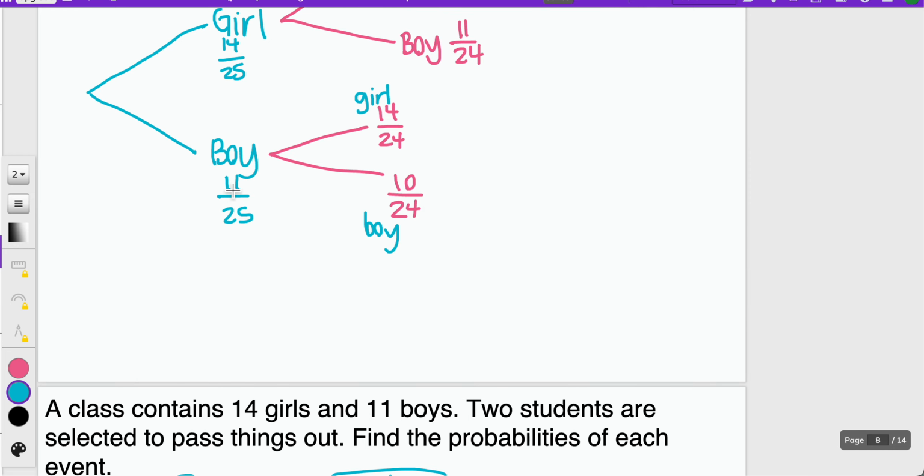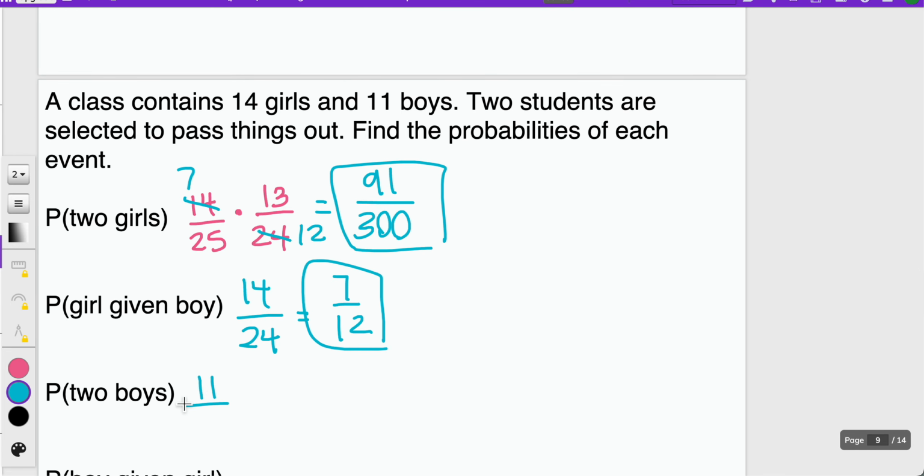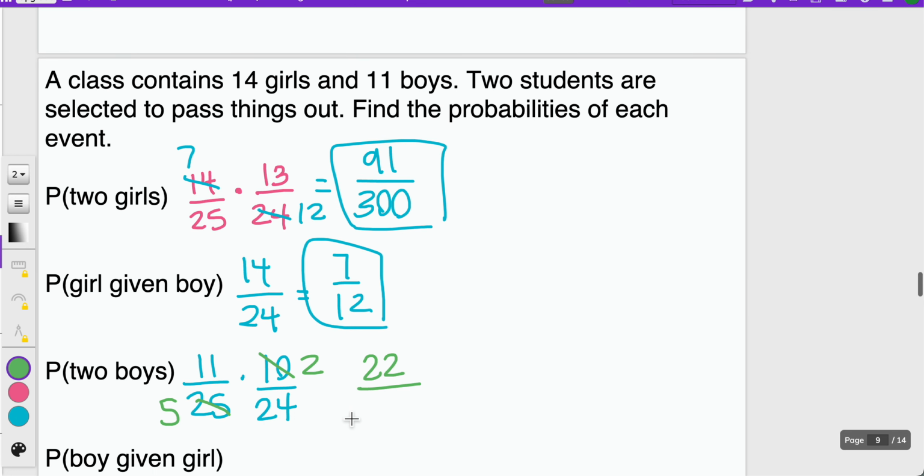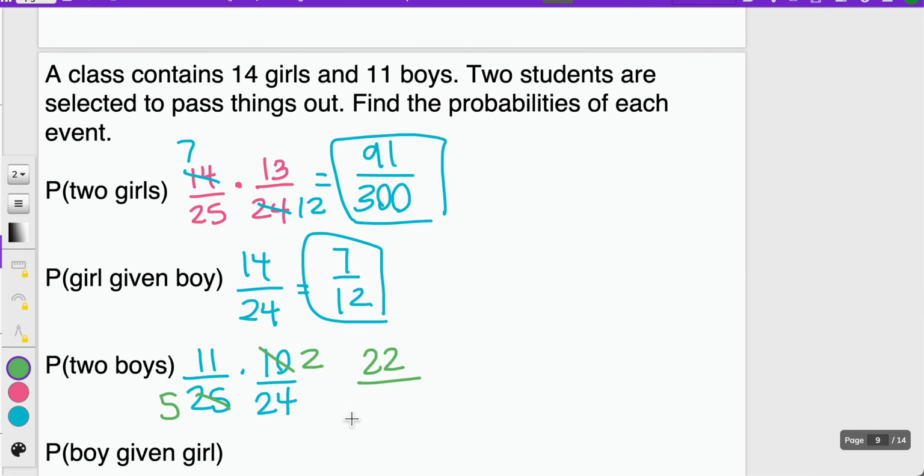Probability of 2 boys, 11 25ths, 10 24ths. So 11 25ths times 10 24ths. Again, I'm going to cross cancel here because I have big numbers I don't want to deal with. If I divide 10 by 5, I get 2, and 25 by 5, I get 5. So 22 over 5 times 24. 5 times 24 is 120, and I could simplify this even more. 22 cut in half is 11, and 120 cut in half is 60. So 11 60ths for 2 boys.